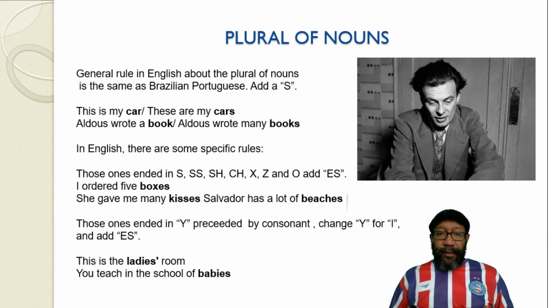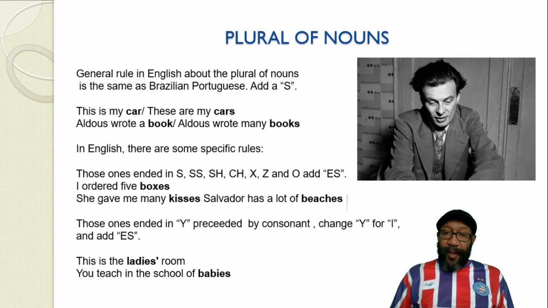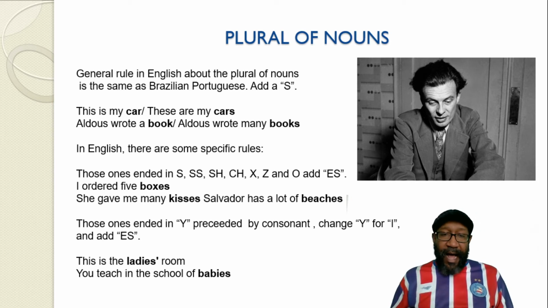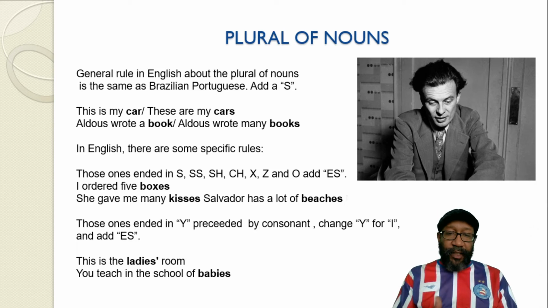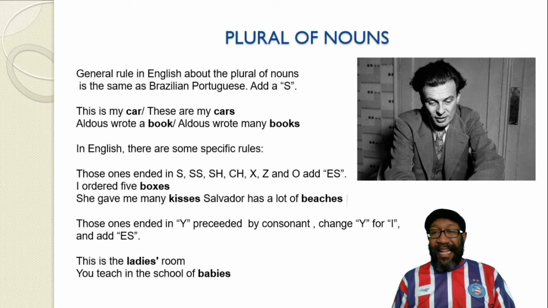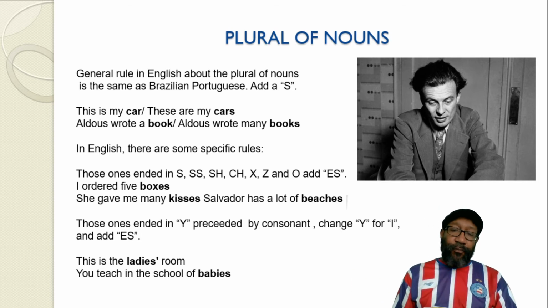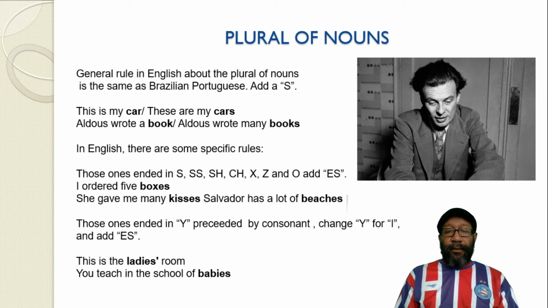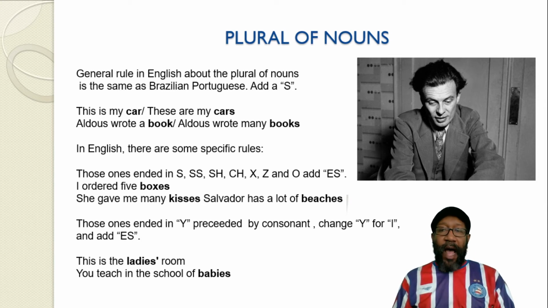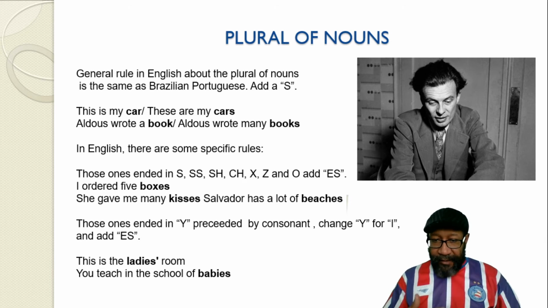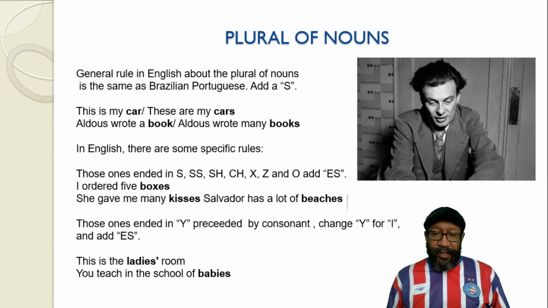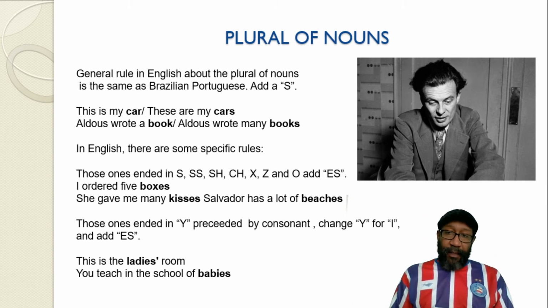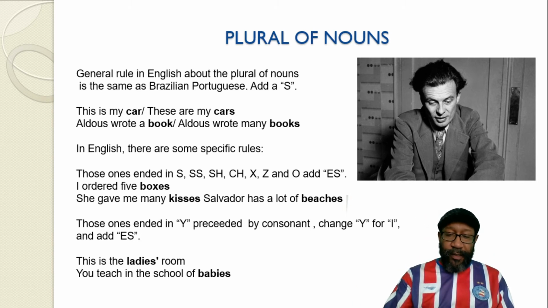For those ending in Y preceded by a consonant, change Y to I and add ES. So this is the ladies' room. You teach in the school of babies. You see lady ends in Y and is preceded by a consonant, D. You change the Y to I and add ES. The same happens to babies, which ends in Y, but is preceded by B, a consonant. So it's the same thing to do.